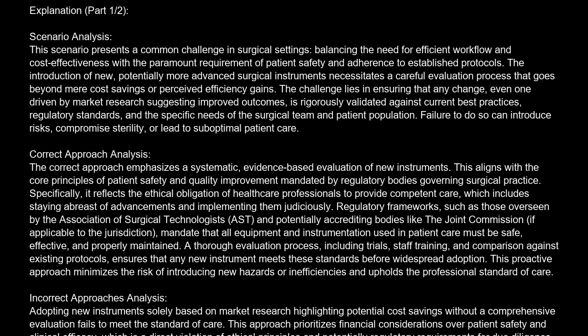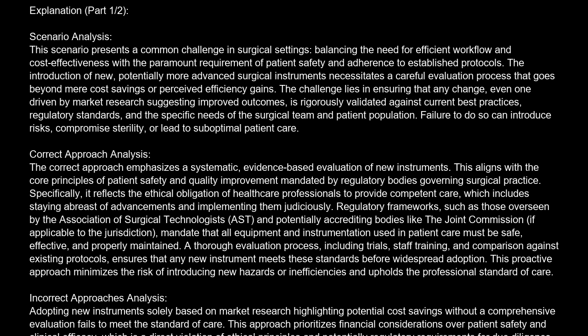A thorough evaluation process, including trials, staff training, and comparison against existing protocols, ensures that any new instrument meets these standards before widespread adoption. This proactive approach minimizes the risk of introducing new hazards or inefficiencies and upholds the professional standard of care. Incorrect approaches analysis.